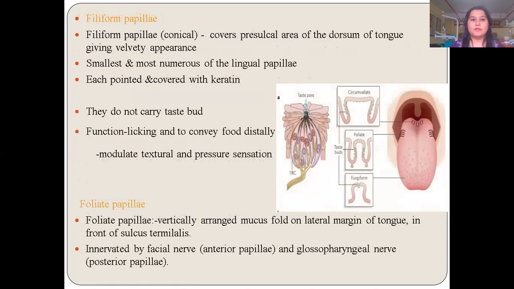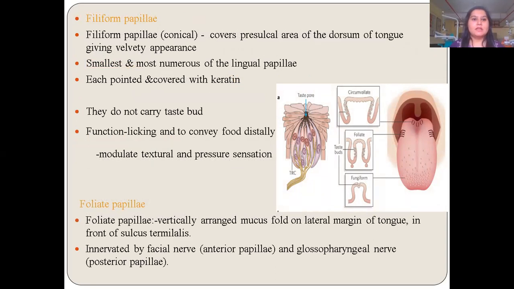The next papillae are the filiform papillae. They are slightly conical in shape and they cover the presulcal area of the dorsum of the tongue, giving a slight velvety appearance to the tongue. They are the smallest papillae and they are quite numerous on the lateral side. Each papilla is pointed and covered with keratin. These papillae do not carry taste buds, unlike your fungiform papillae. The function is to lick and to convey the food distally and also modulate textural and pressure sensation to the tongue.